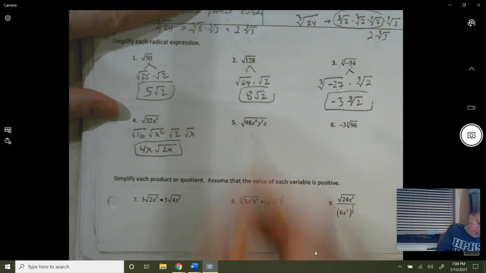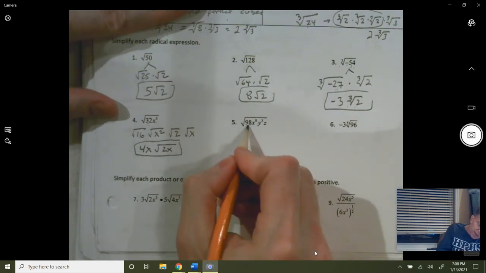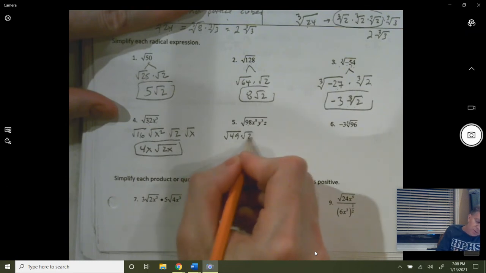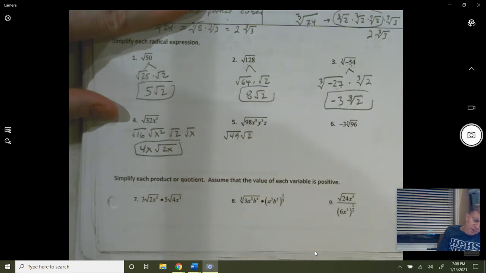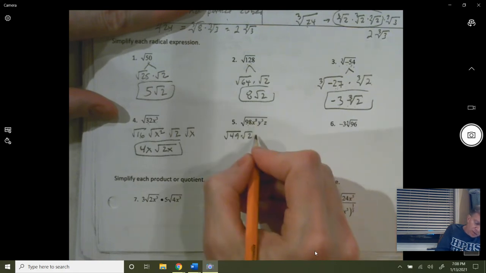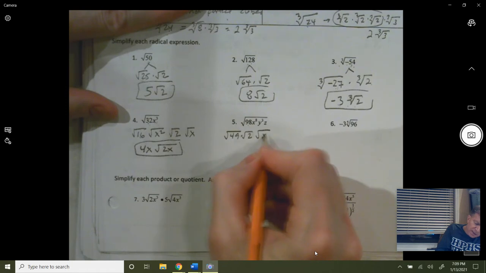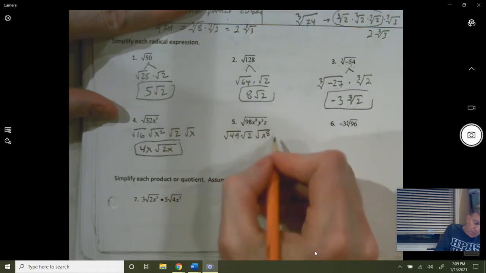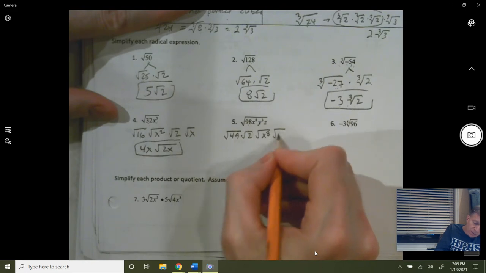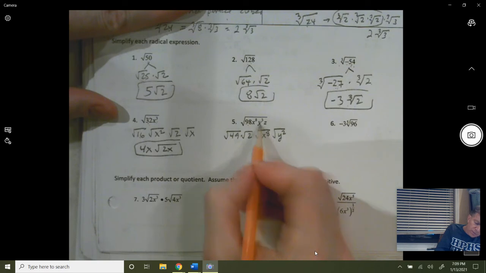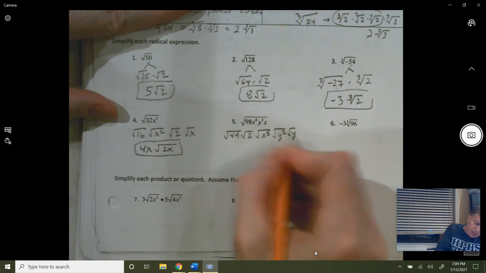This one, I'm going to break down that 98 into the square root of 49 times the square root of 2. And then x to the 8th is a perfect square, so I'm going to call it square root of x to the 8th. Y cubed is not, but y squared is, so square root of y squared. And then there's one more y left over, so I have a square root of y and a square root of z.